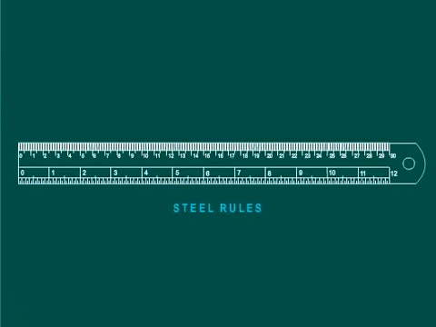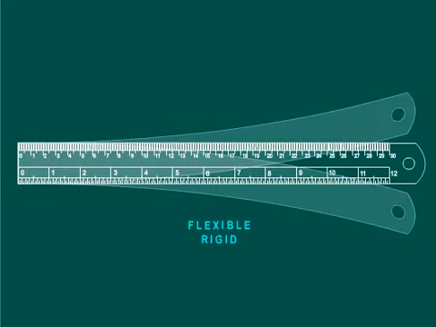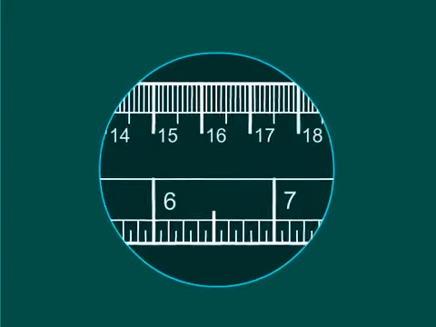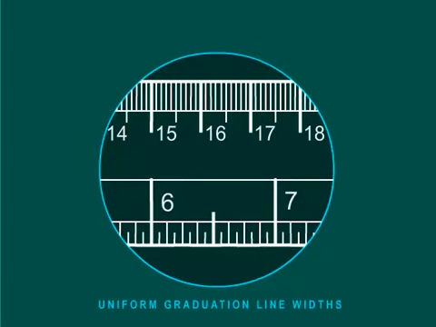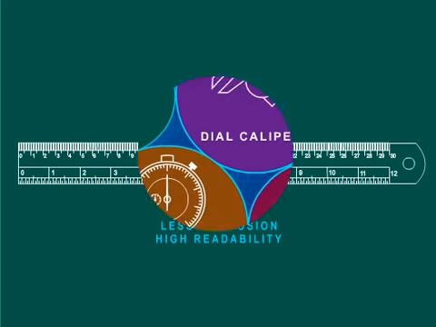Steel rules can be made in many sizes and formats. Most are 6 or 12 inches long and can be flexible or rigid in form. There are many options for graduations, but most good ones have uniform graduation line widths. They are usually created from hardened and tempered high-carbon spring steel and chrome-plated. This protects against corrosion and helps readability.